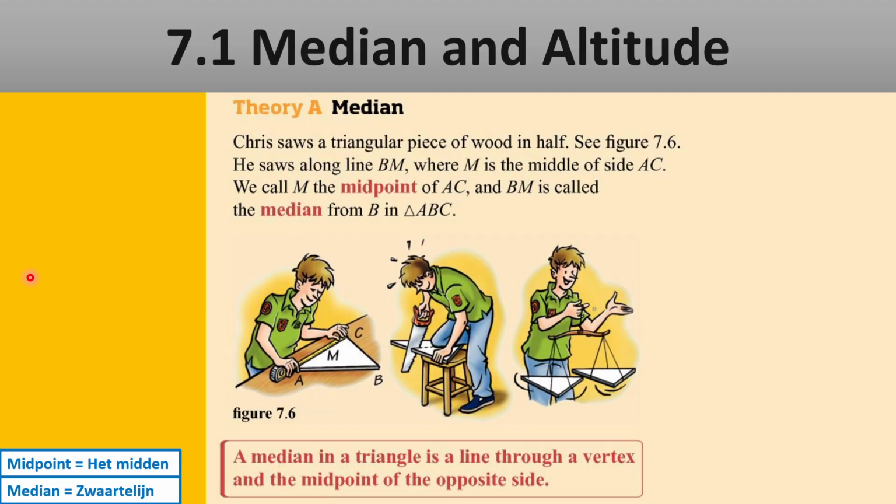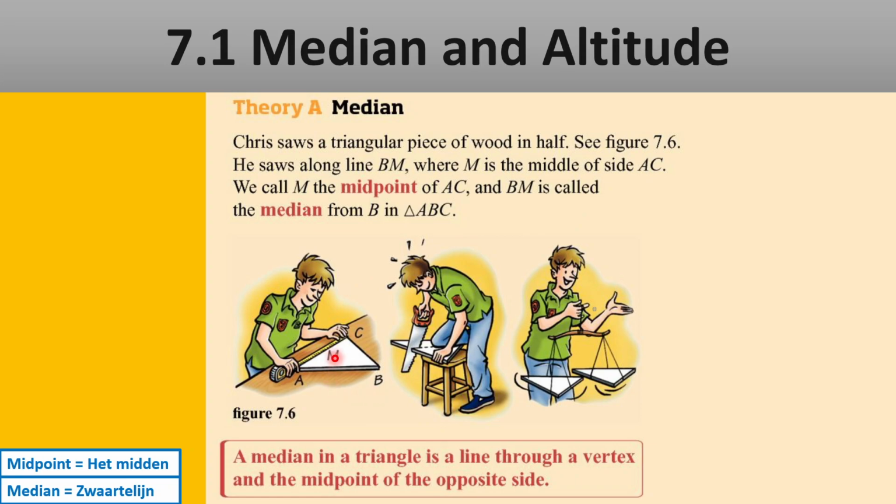And as I already said, in this video I will cover what a median is. The book explains it like this. Chris saws a triangular piece of wood in half. See this figure. He saws along line BM, where M is the middle of side AC. So we measured that, right, with a measuring tape here, and then says, well, M is here. Then I'm going to now saw from point M to B. M is the so-called midpoint of AC. And midpoint in Dutch, we just say het midden. M ligt op het midden van AC, of is het midden van AC.